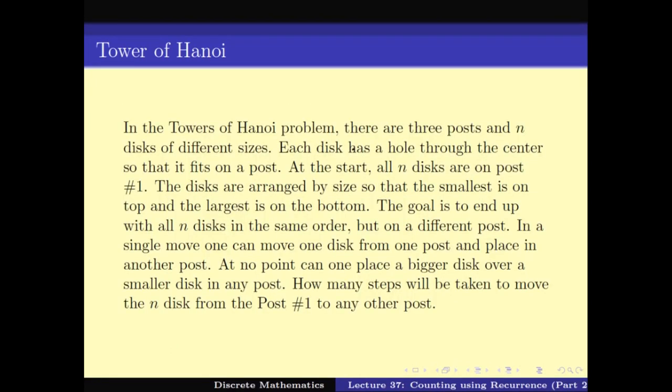There are three posts and n disks of different sizes. Each disk has a hole through the center so that it fits on a post. At the start, all n disks are on post one. The disks are arranged by size, so the smallest is on the top and the largest is on the bottom. The goal is to end up with all the n disks in the same order on a different post.